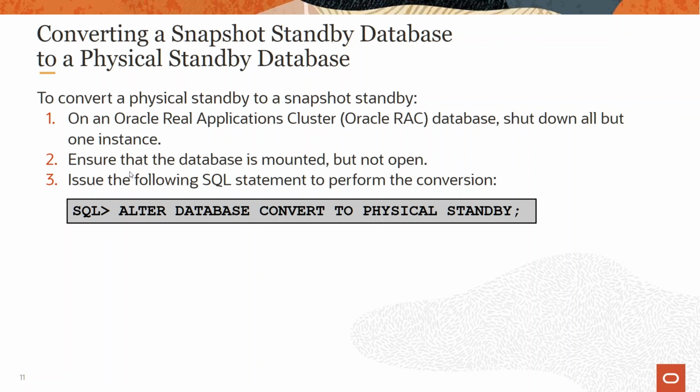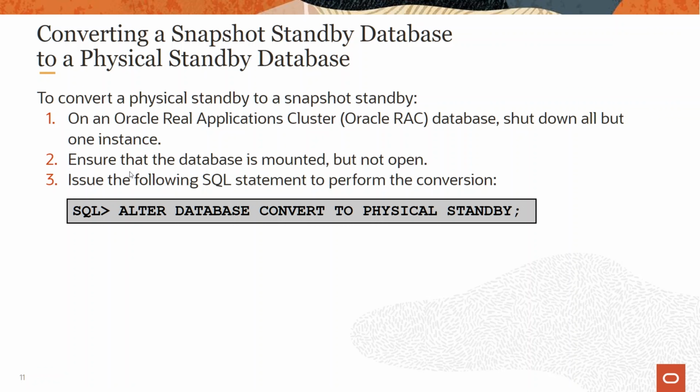So after you convert a physical standby database to a snapshot standby database, you can verify the current database role from V$DATABASE. And V$DATABASE will report the database role as SNAPSHOT STANDBY. And you can also monitor the space requirement for the snapshot standby database.